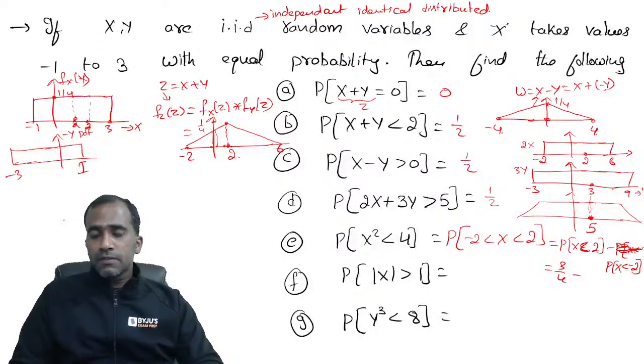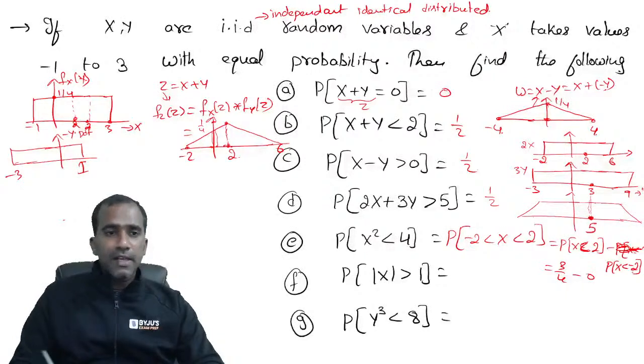Minus probability of x less than minus 2. Probability of x less than minus 2 is 0, which gives 3 by 4. Or else we can find the area from minus 2 to plus 2. Minus 2 to plus 2 also will give us the same answer, which is 3 by 4.